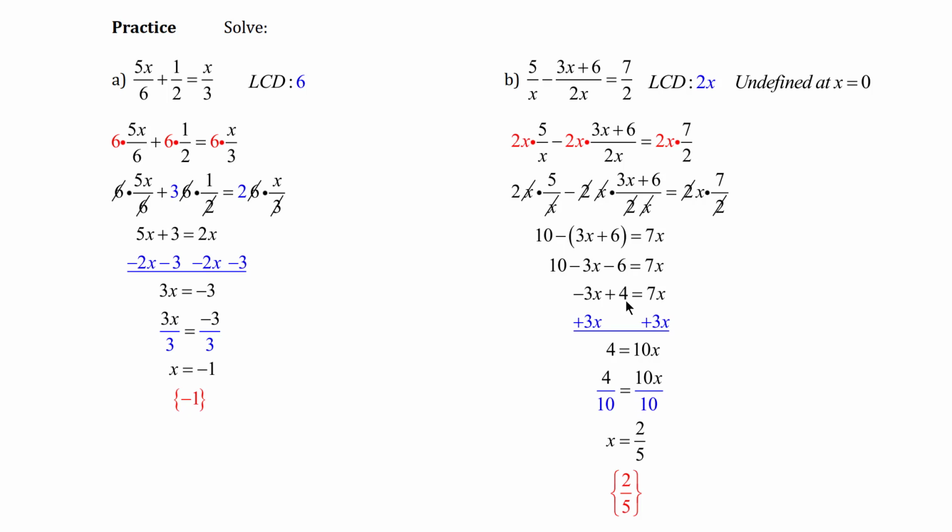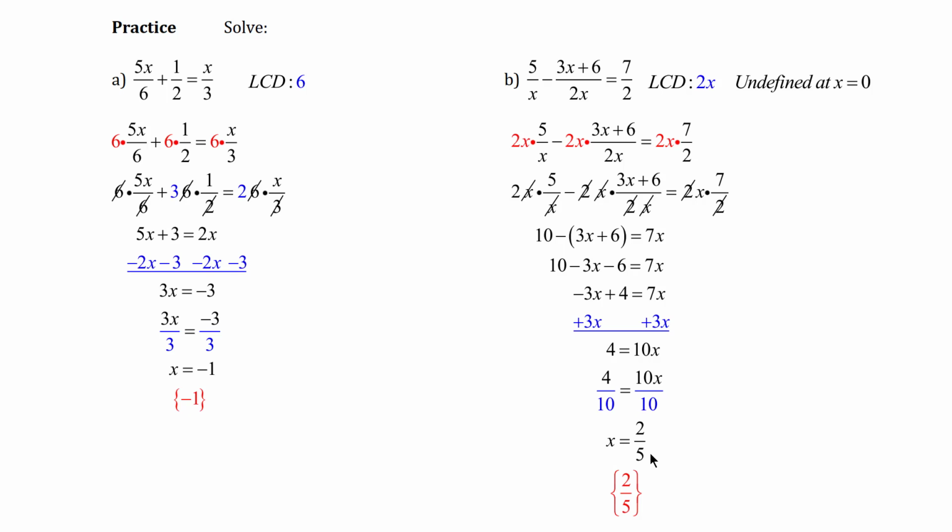Next, we get rid of the minus 3x by adding 3x to both sides. We get 4 equals 10x. From here, we get rid of the 10 by dividing both sides by 10. We get 4 divided by 10 equals 10x divided by 10. Next, we simplify. 4 over 10 reduces to 2 over 5. 10x divided by 10 is just x. The result is x equals 2 over 5.